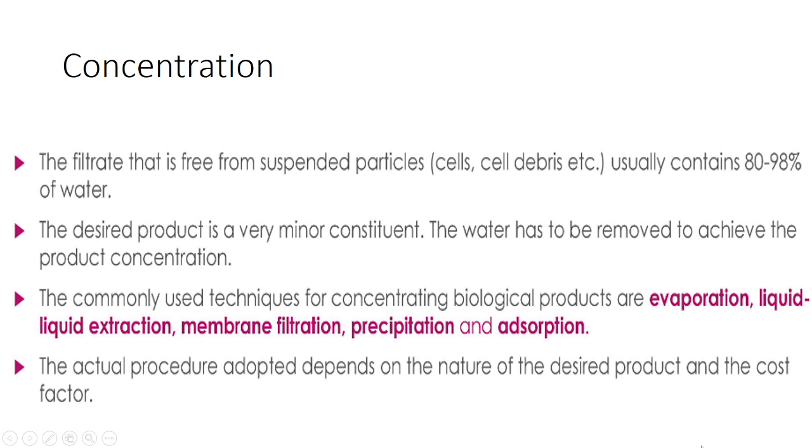After breaking open the cell and separating the solid and liquid, the next step is concentration or isolation. The filtrate you have got by removing the solid substance contains 90 up to 98 percent water. So there is too much water and a very low concentration of the desired product. Now you'll have to concentrate your product.